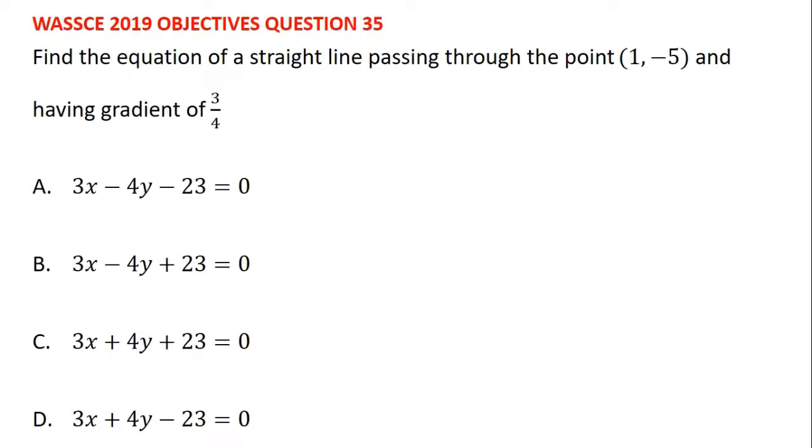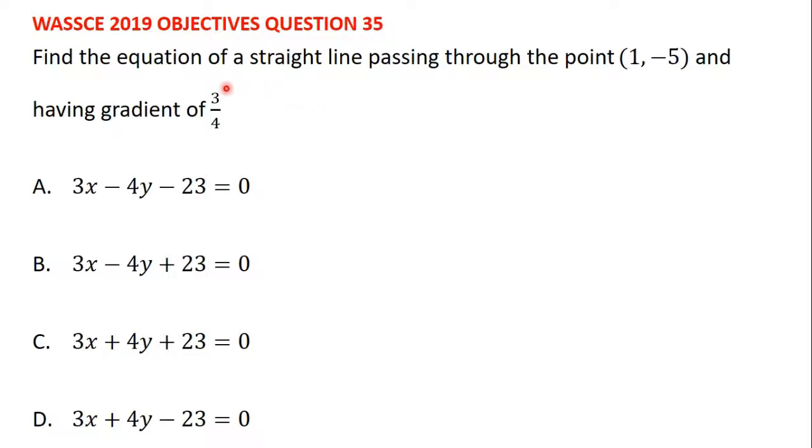The question for this video is: find the equation of the straight line that passes through the point (1, -5) and having a gradient of 3/4. This question is a WASSCE pass question. It came in the Core Mathematics WASSCE 2019 objective test. It was question number 35.